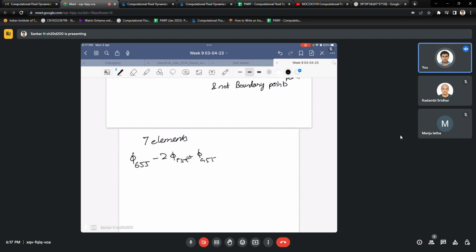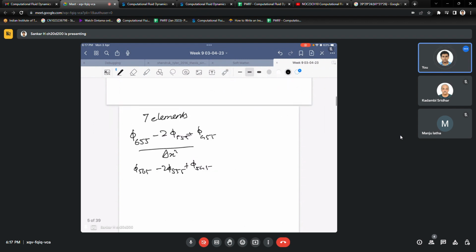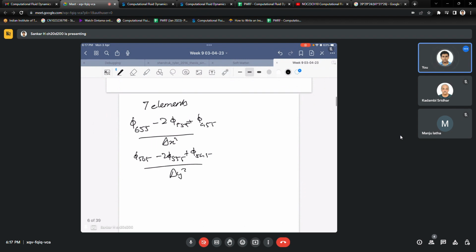Similarly, this is for delta x square. If we do it for delta y square, we'll get 5 6 5 minus 2 5 5 5 plus 5 4 5 by delta y square. And for z, you'll get 5 5 6 minus 2 5 5 5 plus 5 5 4 by delta z square. So we can see that none of these points are in fact known values from whatever you are doing.